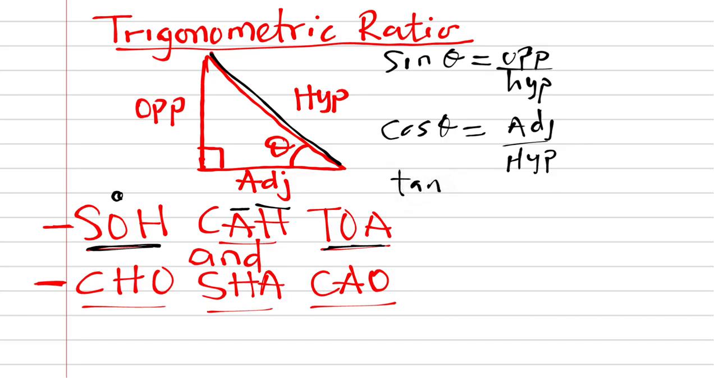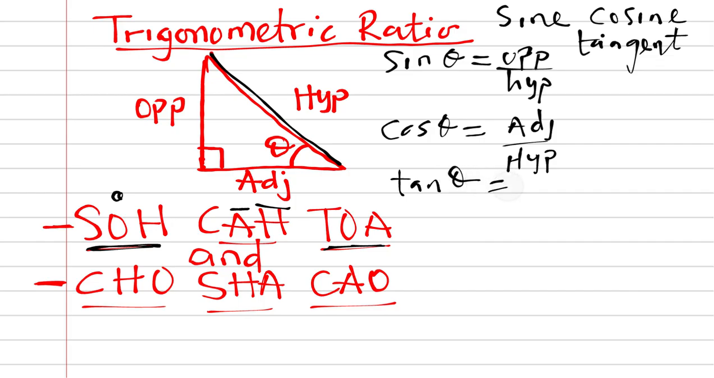This is the spelling of sine, then this is cosine. That's the spelling. And I'm doing tangent now. That's tangent. That's the spelling. So tan theta, that's the short form, is equal to opposite over adjacent.